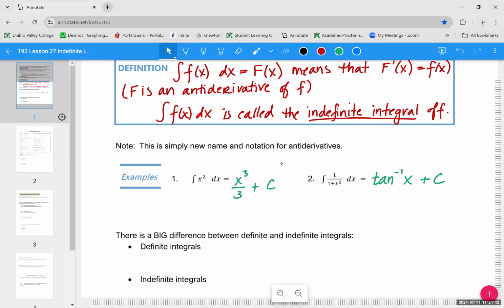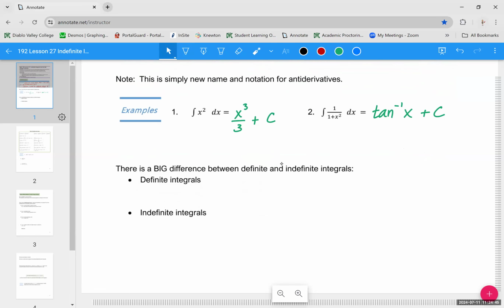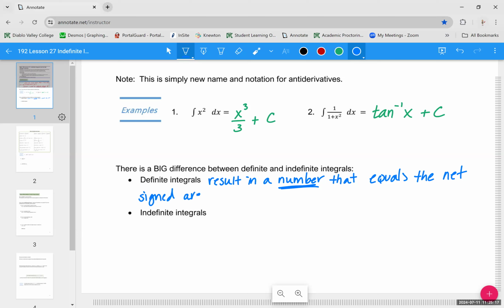So even though the notation is the same, there is a big difference between definite and indefinite integrals. Right? So definite integrals, the ones we started with, these result in a number. The answer to a definite integral is a number, right? And that number equals the net signed area over the interval a to b, where a and b are the limits of integration.